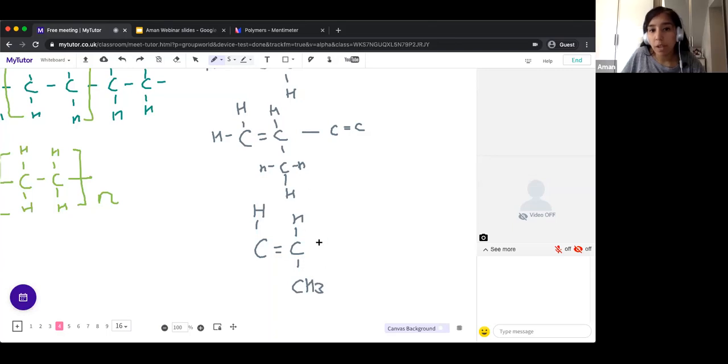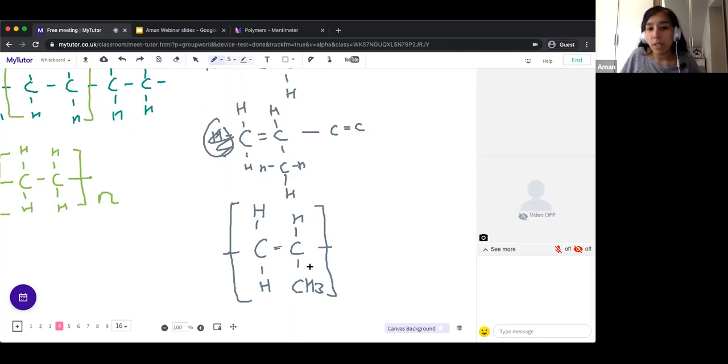That's just the CH3. Sorry, let me just get rid of that double bond. Like that. So that's the repeating unit of propene. So I've just moved this hydrogen down here, like that. And all that's happened is that the propene, or the third carbon, is moved down below.